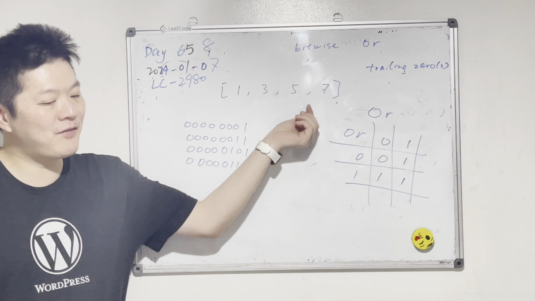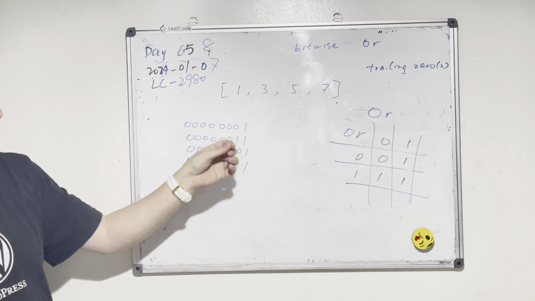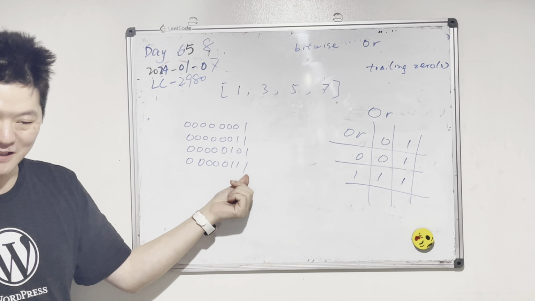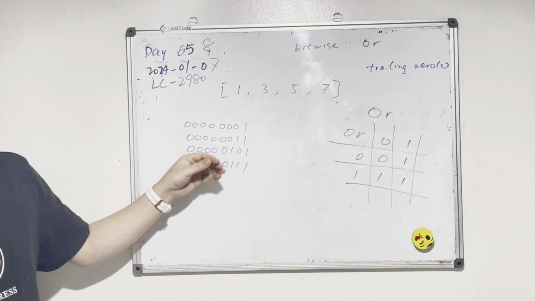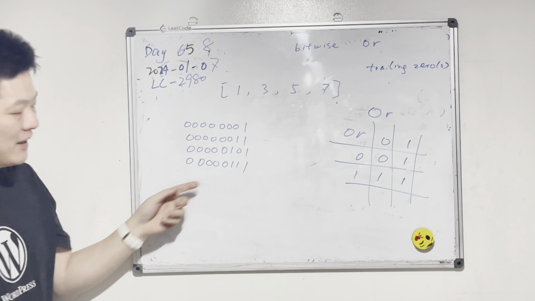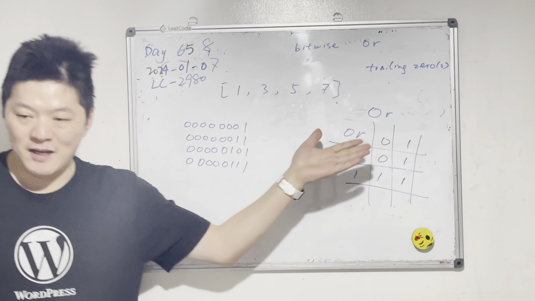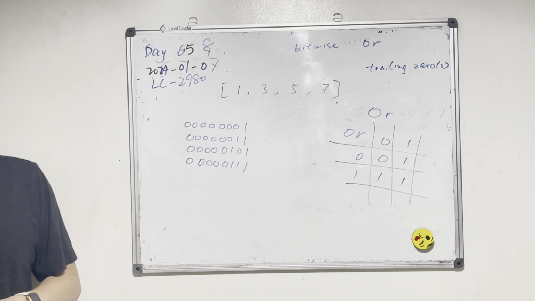For example, given 1, 3, 5, 7, can we find two numbers in this array whose bitwise OR has trailing zeros? Obviously not. So in other words, we are trying to find out if there are two even numbers in the array. Am I right? Can I rephrase it this way?